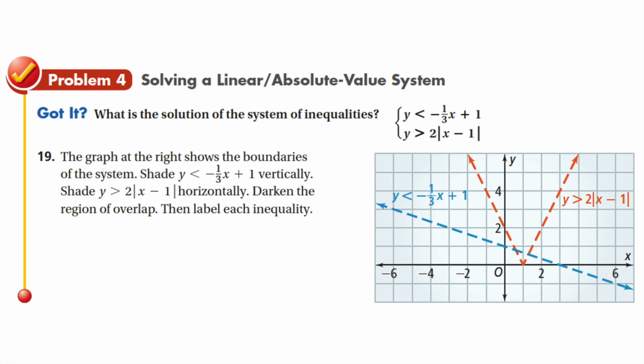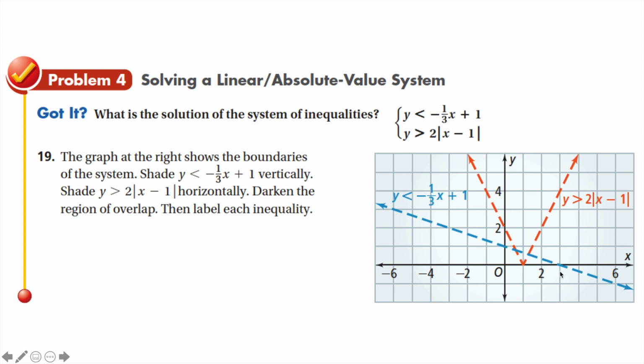Problem 4. Solving a linear absolute value system. It's done the exact same way as solving a standard system. The only difference is we have an inequality sign that is attached to an absolute value portion. Well, we can still do the shading and everything the same exact way. We can still graph it the same exact way, so it's really no different.